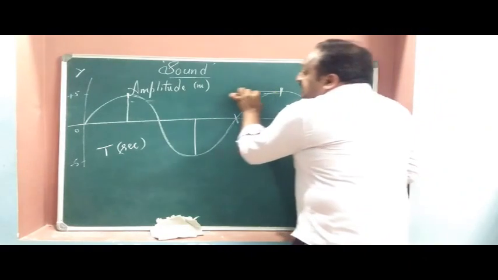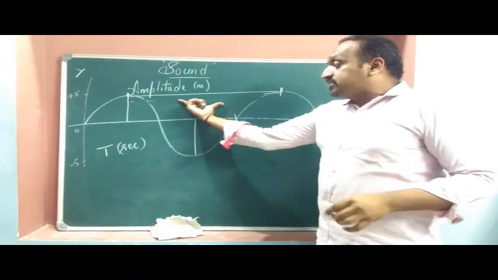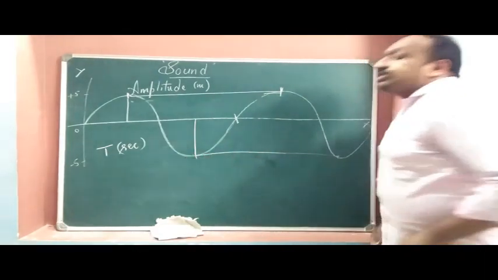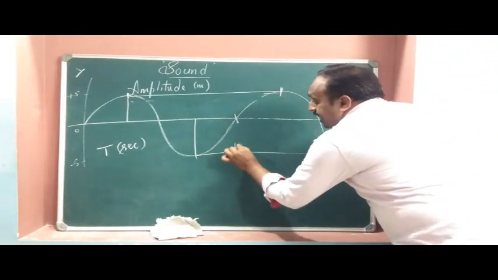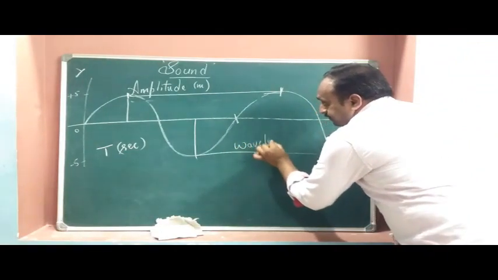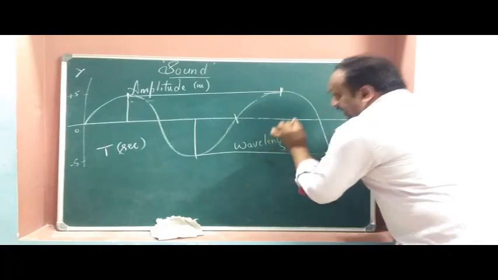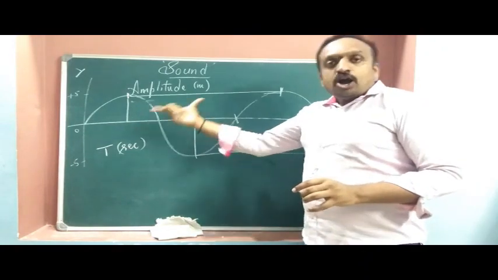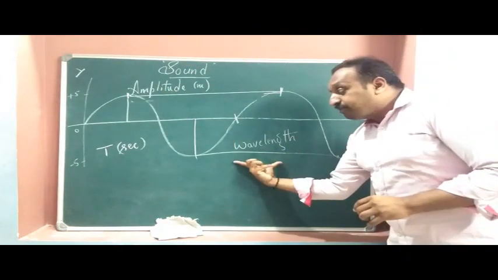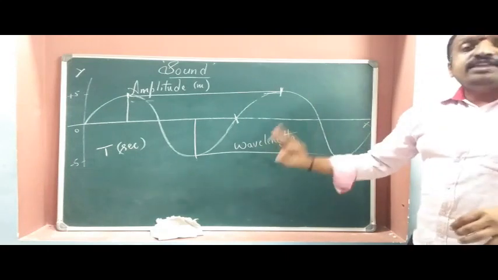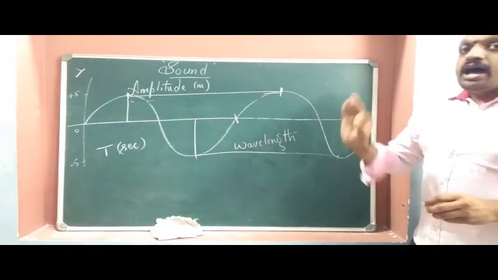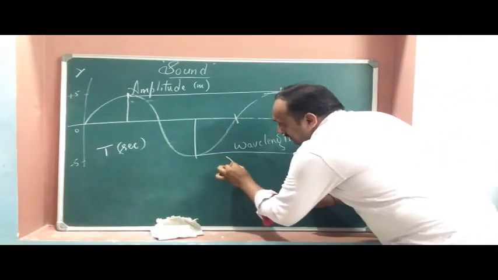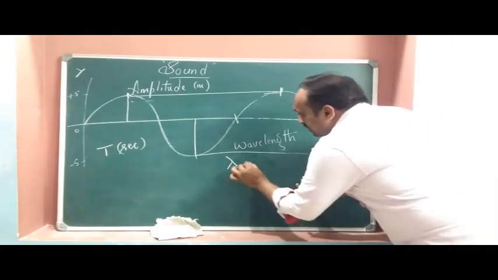Now, the distance between consecutive crests or consecutive troughs is called the wavelength. I repeat, the distance between consecutive crests or consecutive troughs is called the wavelength of the wave, and this wavelength is represented by the symbol lambda, and the unit is meter.